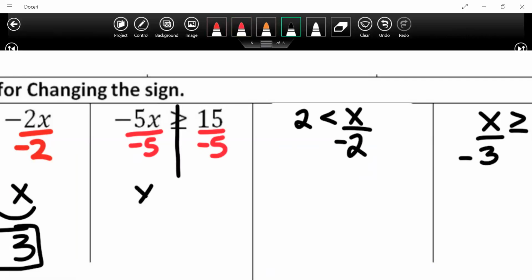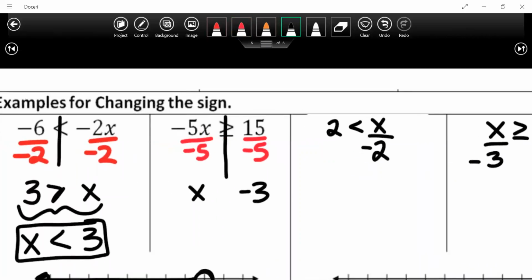X will be negative 3. Is divided by negative? So what happens to the sign? Switches. Do I like that? It's weird. Do I like how it's written? Yes, so we can leave it. Variables on the left, I don't need to switch up anything.